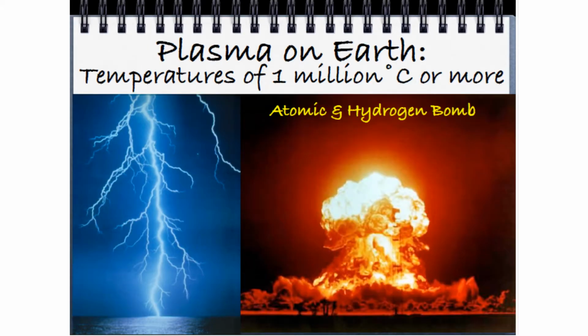Plasma on Earth. Where do we see plasma on Earth? Mainly in the form of lightning. The atomic and hydrogen bombs also contain plasma. The temperature has to reach 1 million degrees Celsius or more.